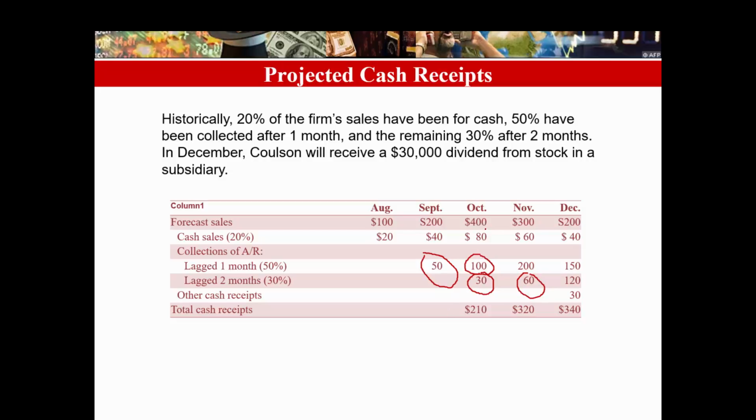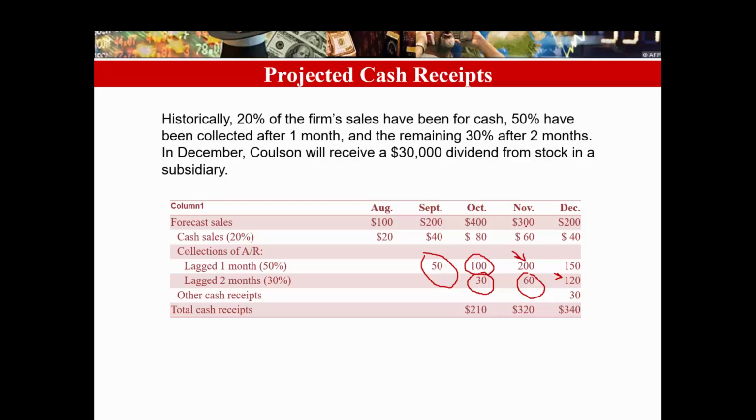So in October, we expect $400,000 of sales. 20%, 80,000, is going to be collected in October. 50%, 200,000, is going to be collected in November, and then 30%, which is 120,000, is going to be collected 2 months later in December.